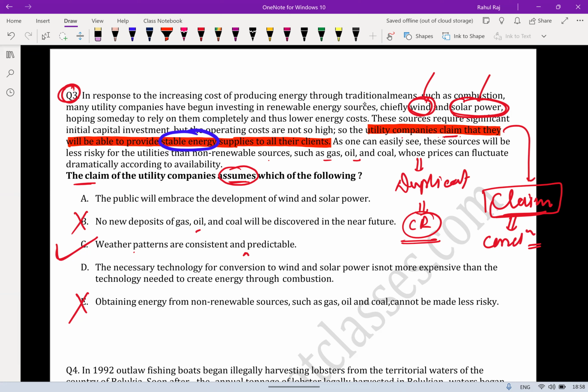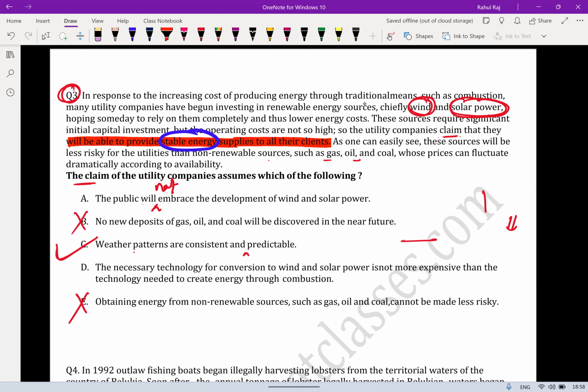Option A says what? Public will embrace the development of wind and solar power. Let me negate this. Let's say the public will not embrace the development of wind and solar power. Do you think it has got anything to do with the claim? The claim says what? One second. The claim says that they'll be able to provide a stable source of energy to all their clients.